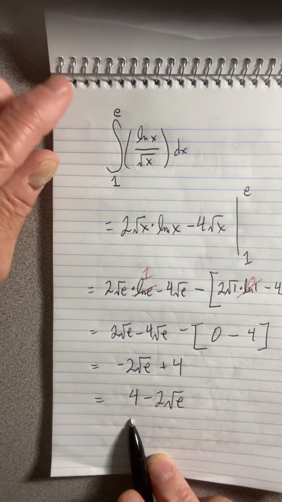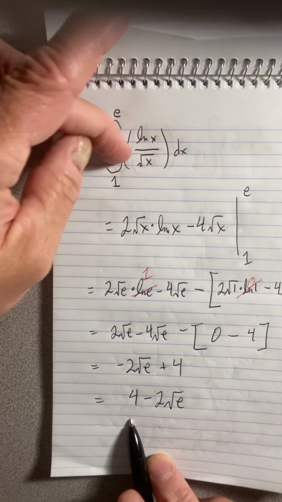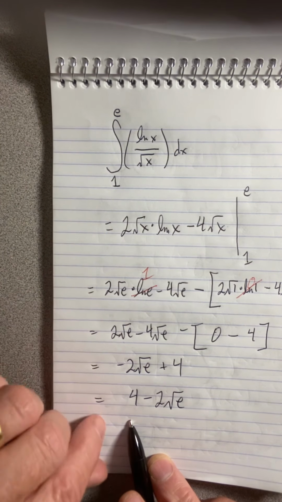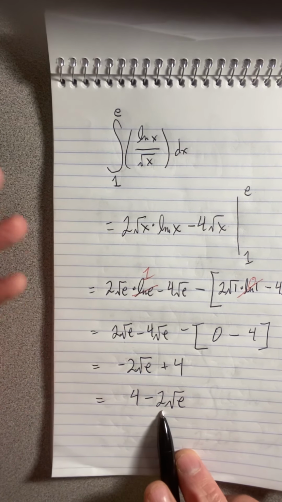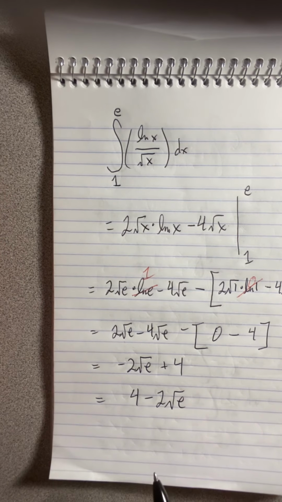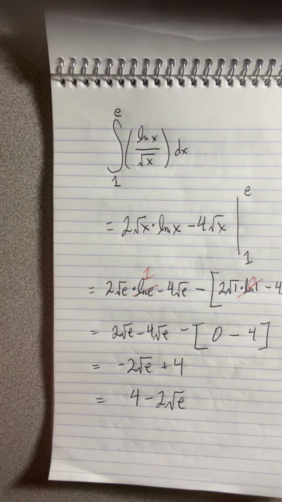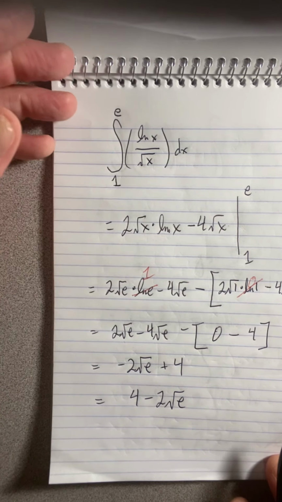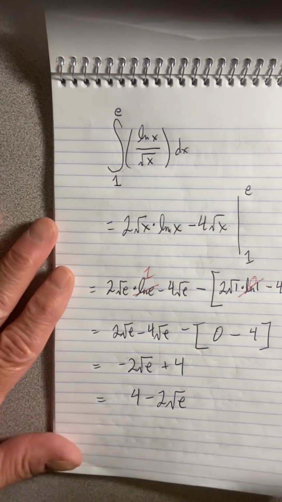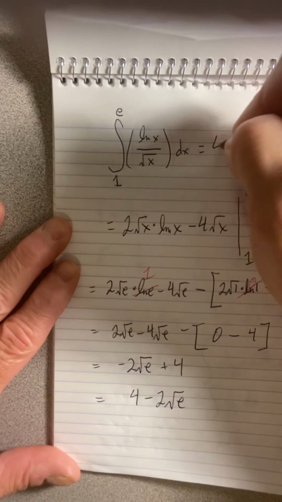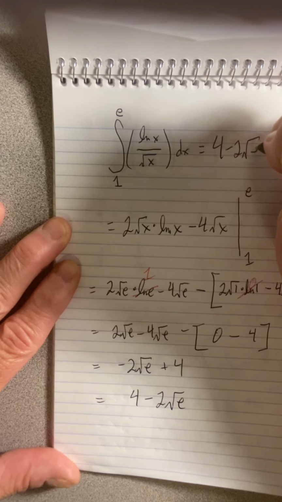And if you think of it as the net area under this curve, then it's the net area between the curve and the x-axis in square units. But we weren't told to solve an area problem. We were just given this definite integral. So the definite integral is equal to 4 minus 2 square roots of e.